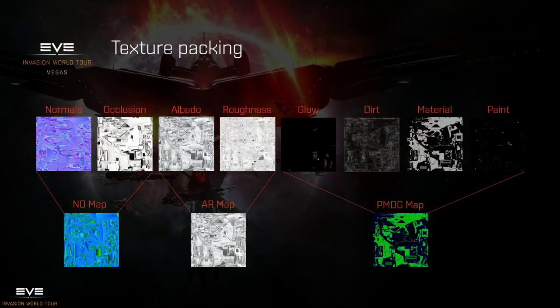Texture packing is the process where we take all of those textures that artists author for the ship, and we pack them in just a few textures. So we go from 8 textures the artist authors to 3 textures. We do this because most of those source textures are grayscale, so we can put them into different channels of the same texture. The process itself is harmless, but after we do the packing, we do the compression, and that really messes up the quality.